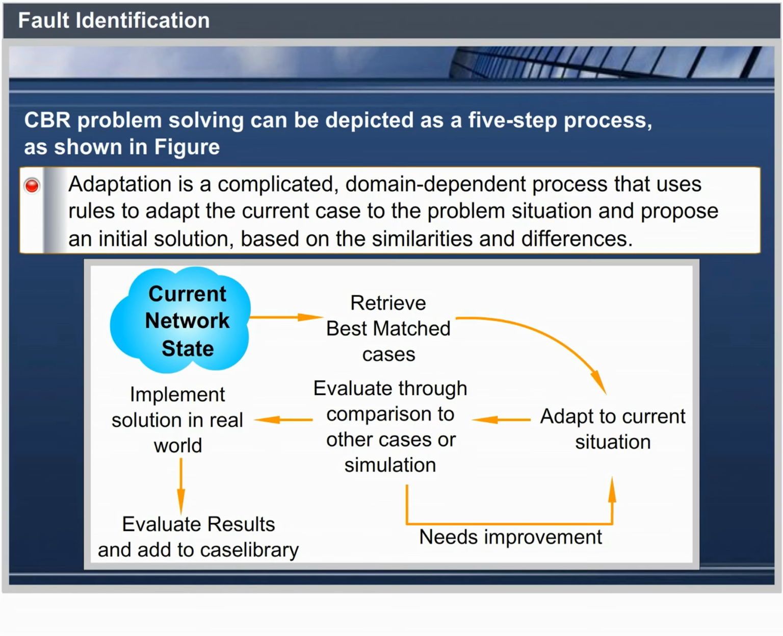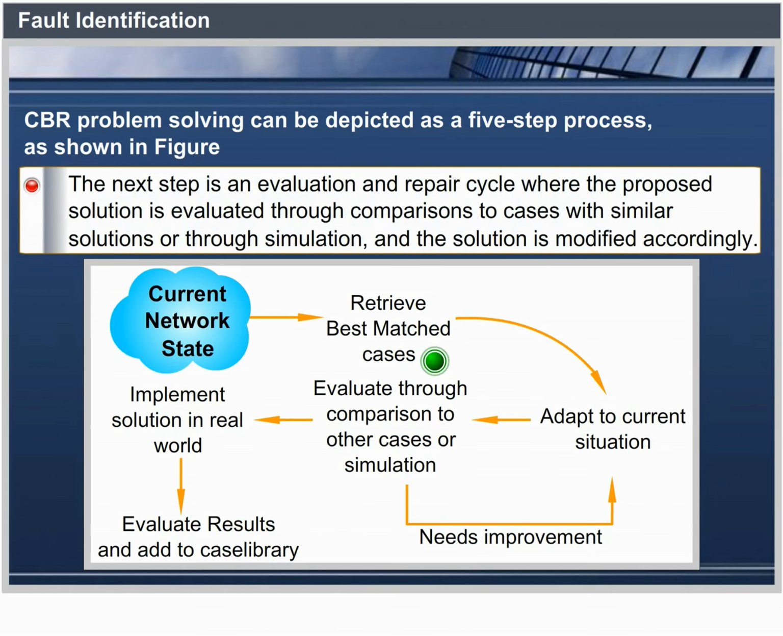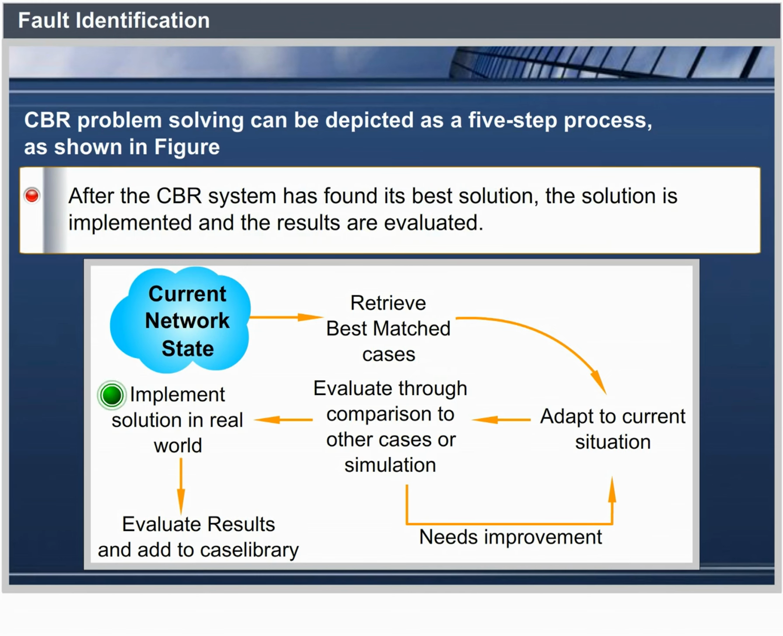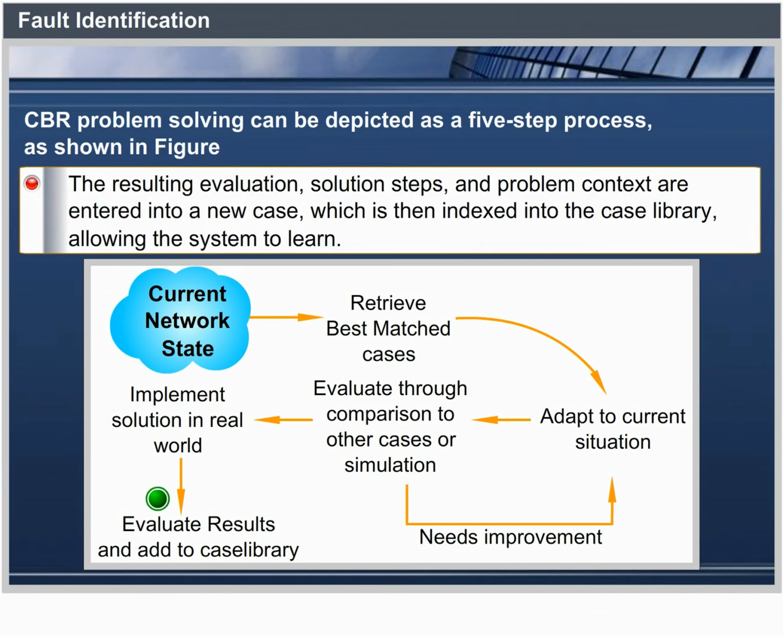The next step is an evaluation and repair cycle where the proposed solution is evaluated through comparisons to cases with similar solutions or through simulations, and the solution is modified accordingly. After the CBR system has found its best solution, the solution is implemented and the results are evaluated. The resulting evaluation, solution steps, and problem context are entered into a new case, which is then indexed into the case library, allowing the system to learn.